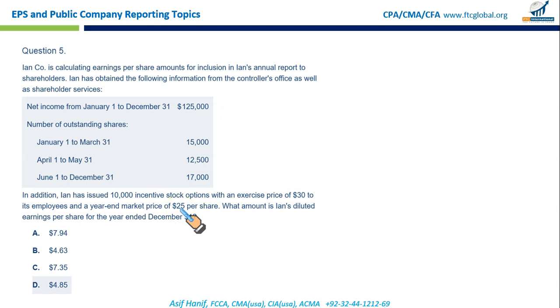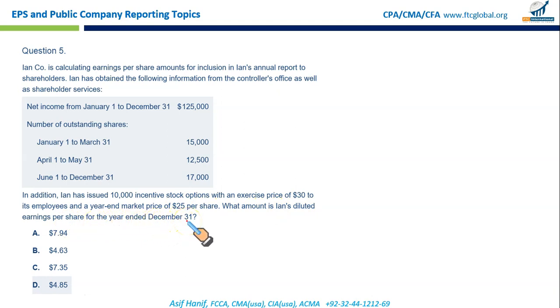So basically the options are anti-dilutive because the exercise price of $30 is more than the market price of the stock. Go to the market and purchase the stock instead of exercising the option. So ignore this completely. What amount is EN's diluted earnings per share for the year ended December 31st?